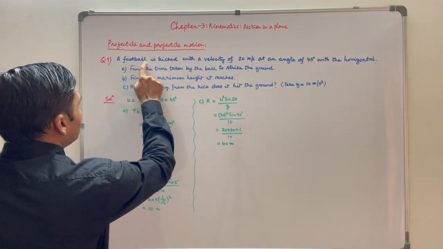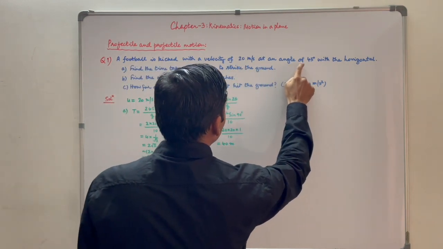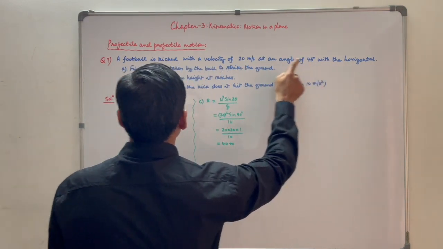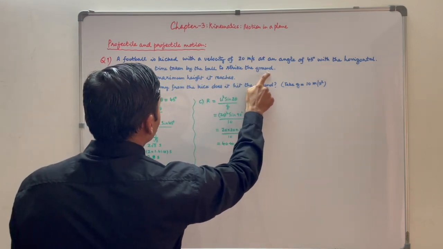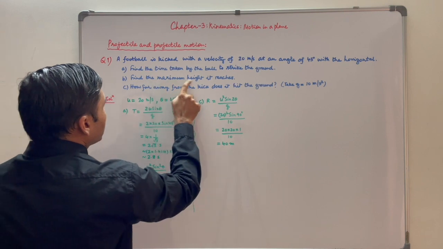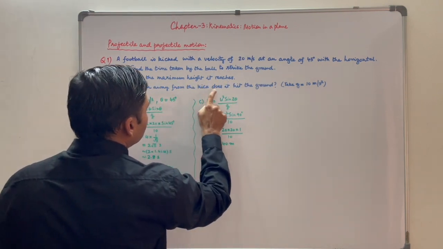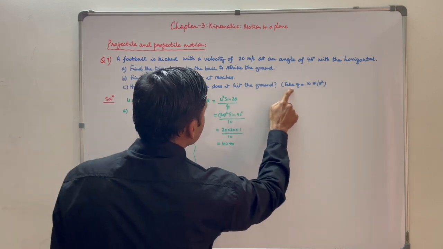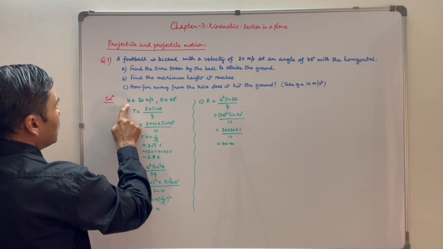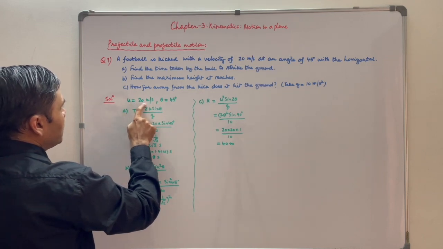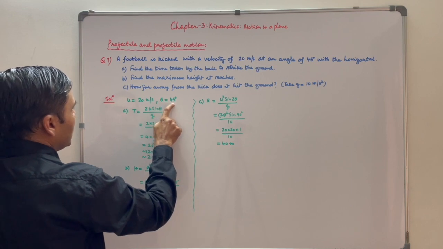First question. A football is kicked with a velocity of 20 meters per second at an angle of 45 degrees with the horizontal. Part A, find the time taken by the ball to strike the ground. Part B, find the maximum height it reaches. Part C, how far away from the kick does it hit the ground? Take g is equal to 10 meters per second square. It is given that velocity of projection is 20 meters per second. Angle of projection is 45 degrees with horizontal.